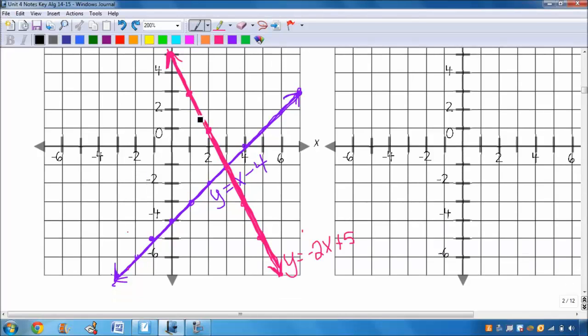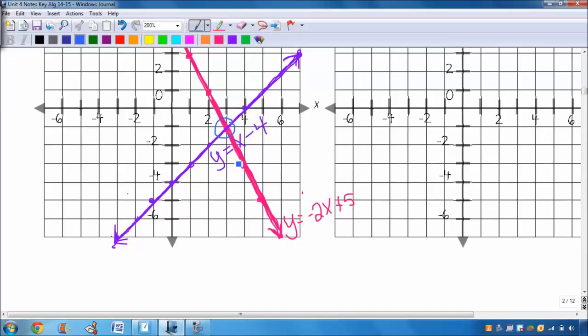So you should have connected the dots, extended the line, put your arrows, write your equation on your line, all of that kind of stuff. If you fell behind, just press pause and catch up and then come back to me. So right here, the pink line also has infinite solutions. But there's only one solution that satisfies both equations, and that's right here.